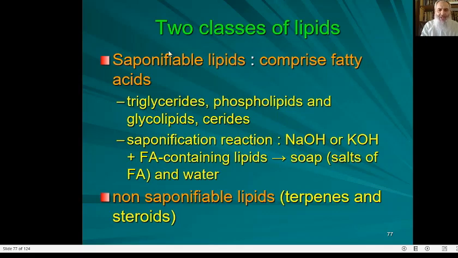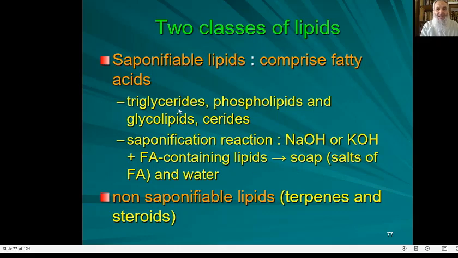What is saponification reaction? It is the addition of a base, sodium hydroxide for instance, or potassium hydroxide, with the lipid that contains fatty acid or fatty acids. The result is soap. The soap is the salt of the fatty acid plus water. This chemical reaction is well known. It is the reaction of saponification, base plus fatty acid. It gives a soap. The soap is the salt of the fatty acid plus water.